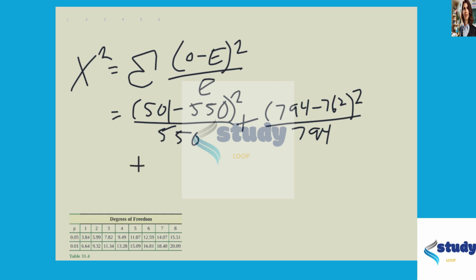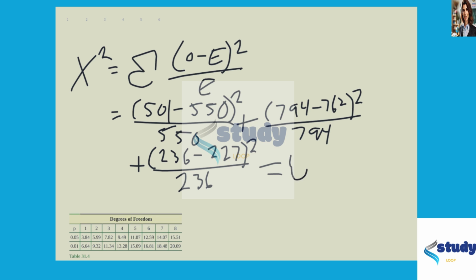So we'll add on the 236 minus 227. This is from our AB. Square it, divide by 236. Okay, and if we calculate all that out, we end up with 6.